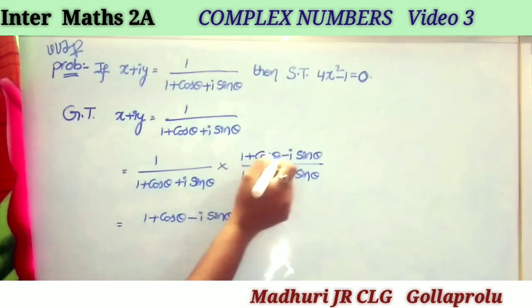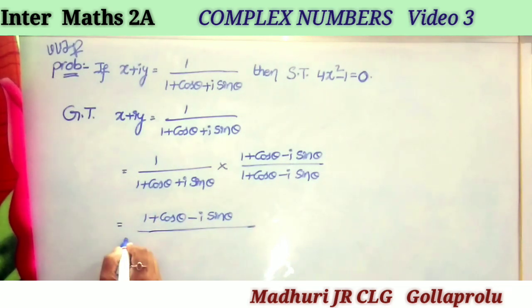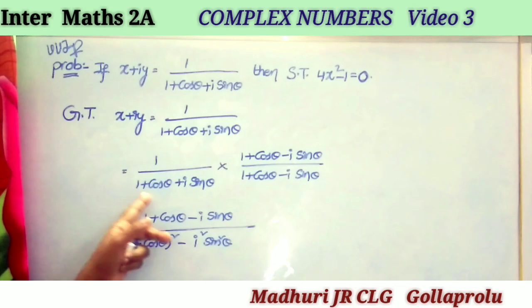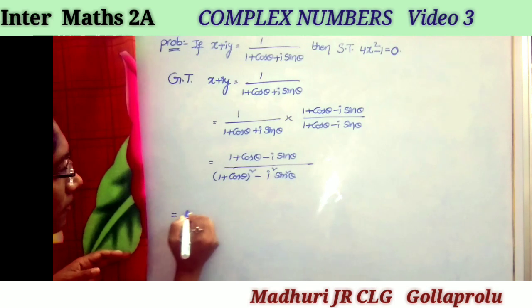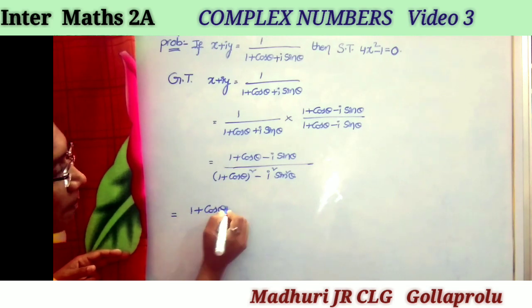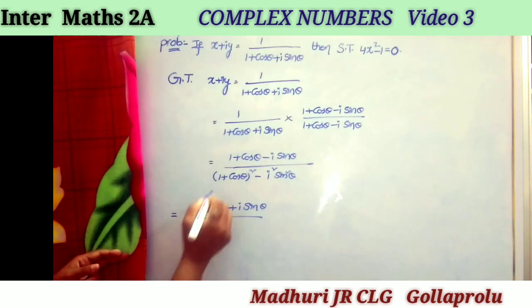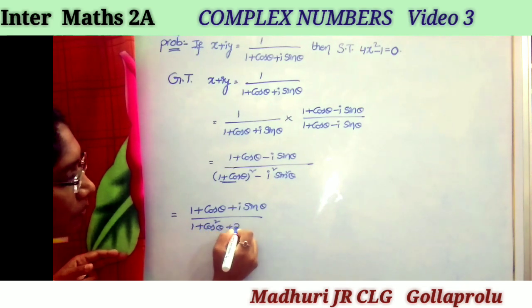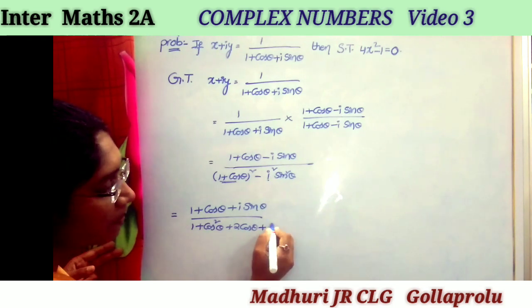1 into 1 plus cos theta minus i sin theta whole by, now the denominator is a plus b into a minus b. That is 1 plus cos theta whole square minus i square sin square theta. a square is equal to 1 plus cos theta whole square, b square is equal to i square sin square theta. And this is equal to 1 plus cos theta plus i sin theta by, now simplifying the denominator, taking the a plus b whole square expansion here, that is 1 plus cos square theta plus 2 cos theta, plus i square is equal to minus 1, minus of minus plus sin square theta.